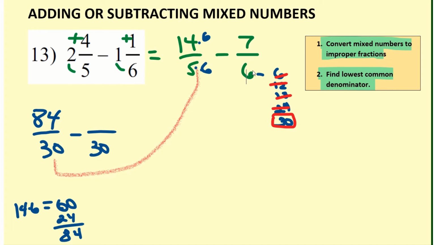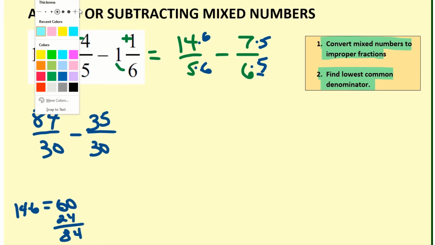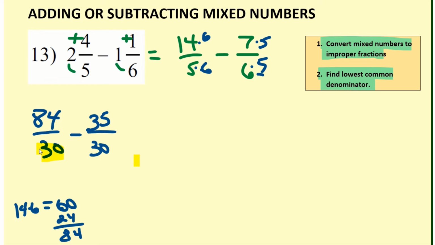And the same thing, how do we get from 6 to 30? I'm going to do 6 times 5. That means I have to multiply the numerator also by the same number to keep it balanced and equal. So 7 times 5 is going to be 35. Let's erase some of this stuff that's in our way now. So now we can see that we have the same denominator, which means we can now subtract our numerators.